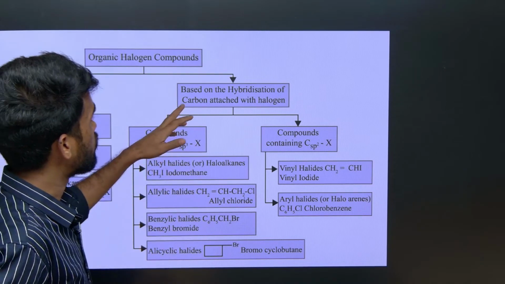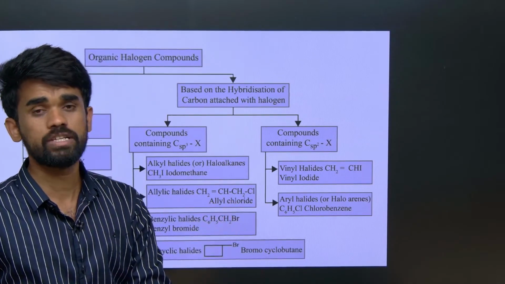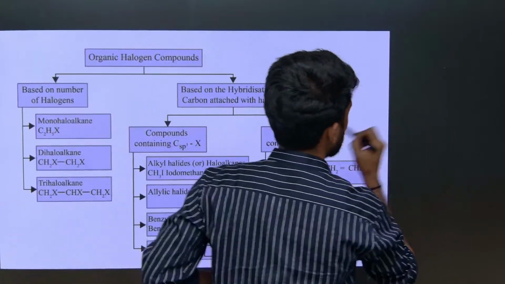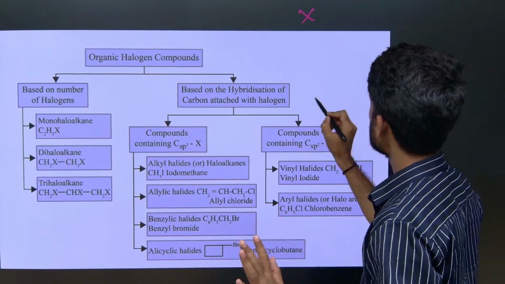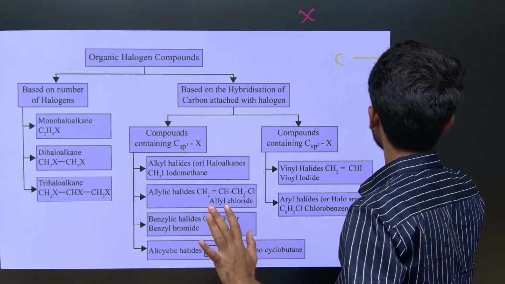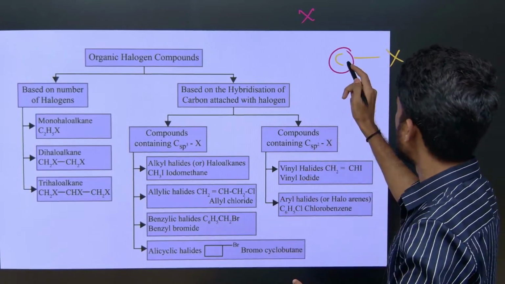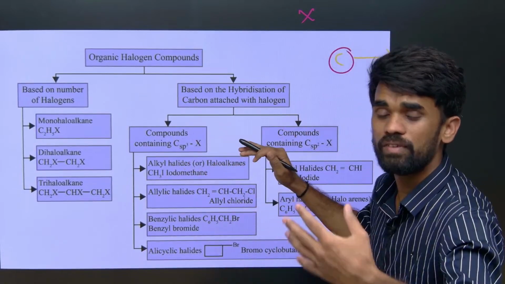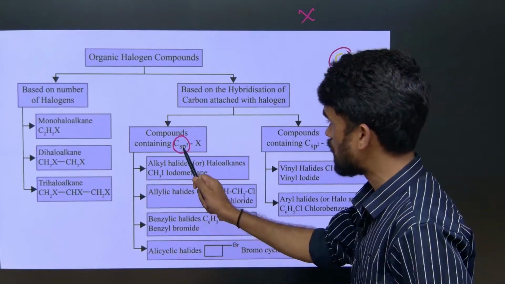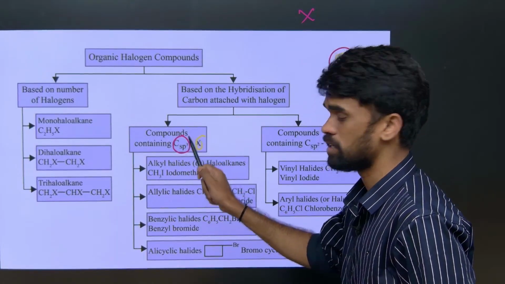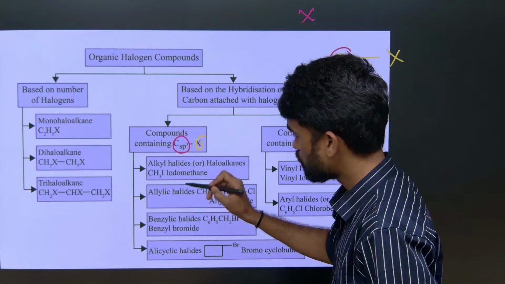Similarly, when it comes to the hybridization of the carbon which is attached to the halogen atom. Let us indicate the halogen atom with the symbol X. X represents what? Halogen atom. If it is attached to a carbon which is sp3, we have one set of classification. If it has sp2 hybridization, we will have another set of classification. So let us first discuss the sp3 hybridized carbon attached to the halogen. We have this type of classification.